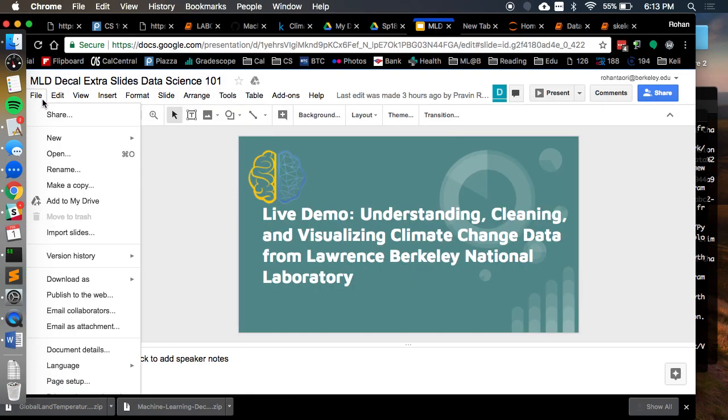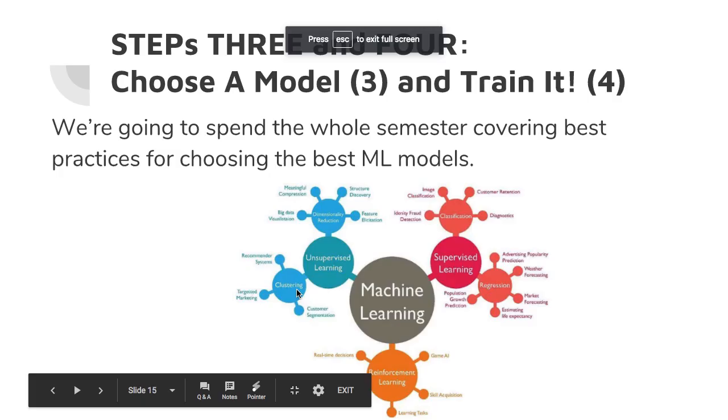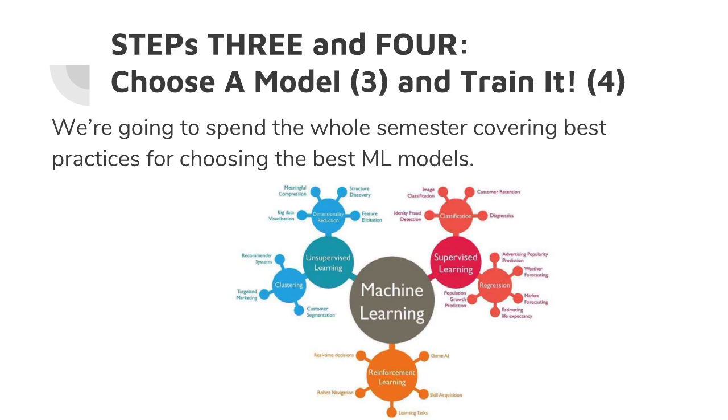Okay, so now let's begin. All right, so we talked about earlier steps, of course, preparing our data and visualizing it. But now let's move on to the next couple of steps, choosing a model and training it. We're going to, of course, talk about other, more complex ML models throughout this whole semester, and they're going to be in a variety of areas in machine learning.